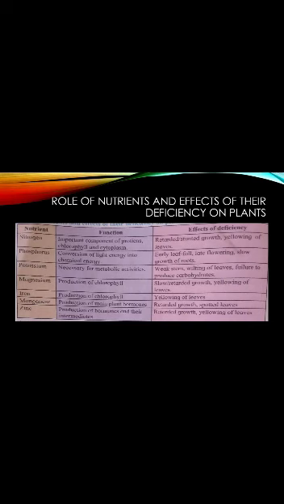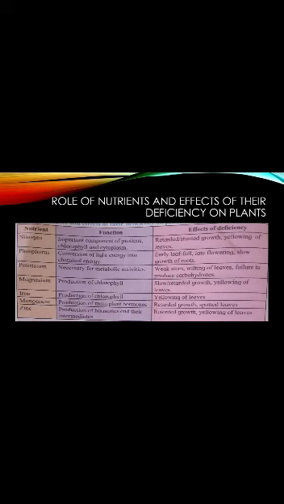Then the second nutrient is phosphorus. What is its function? Conversion of light energy into chemical energy. And if the plant does not get phosphorus, what happens? Early leaf fall, late flowering and slow growth of roots.